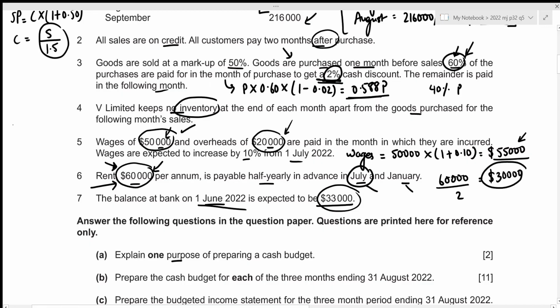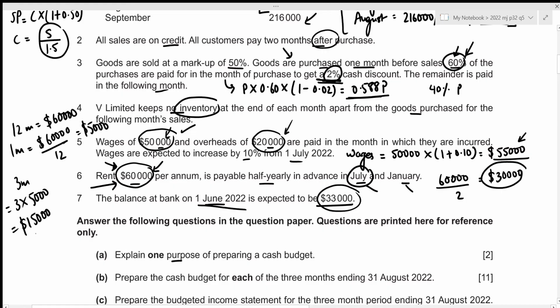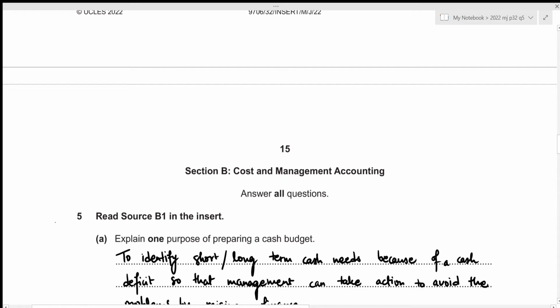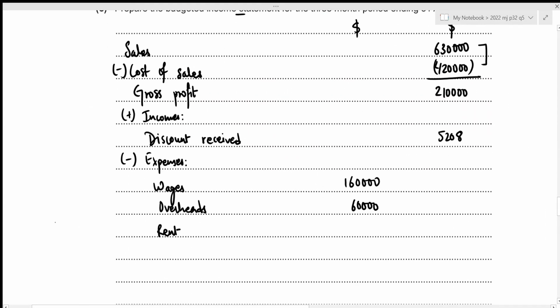So let's utilize our unitary method. For 12 months, the rent is 60,000. For 1 month, the rent will be 60,000 divided by 12, which results in 5,000. And we require the rent for 3 months. So that is just going to be 3 times 5,000, which results in 15,000. Let's write it down. Now let's figure out the total expenses. So that's 160,000 plus 60,000 plus 15,000, which results in 235,000.